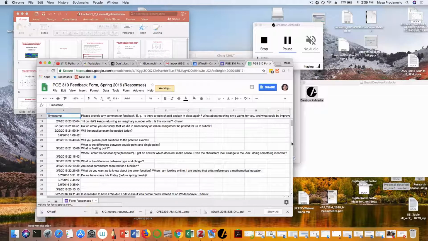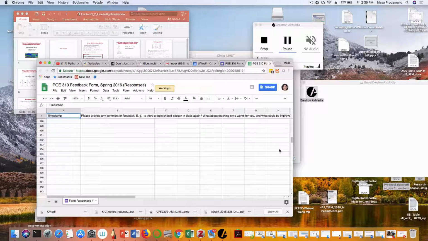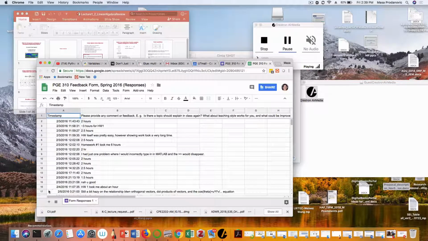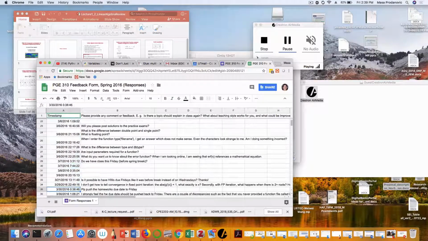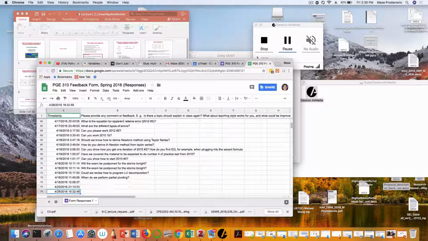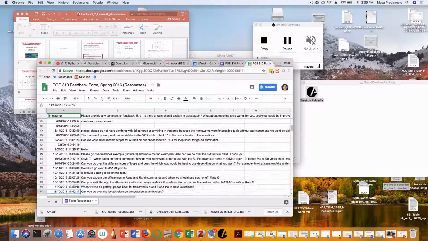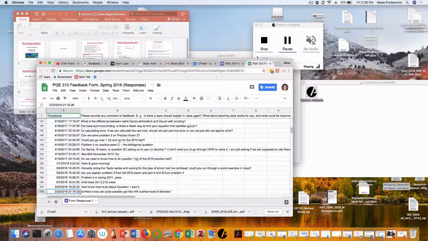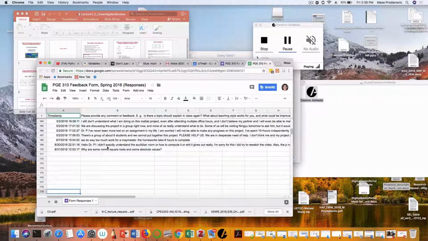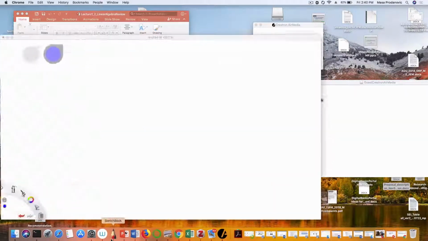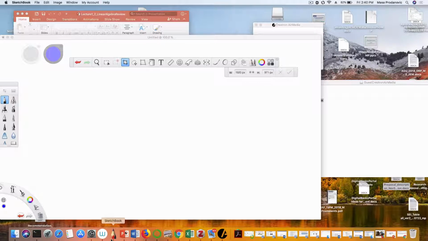So I got two questions, I believe. I see a spreadsheet, and all I see is a timestamp and whatever you typed into the form. What was relevant to these three: I did not exactly understand the Euclidean norm and how to compute it and what it gives out, and also what is the P norm. And the second question was, why are some norms square roots and some absolute values?